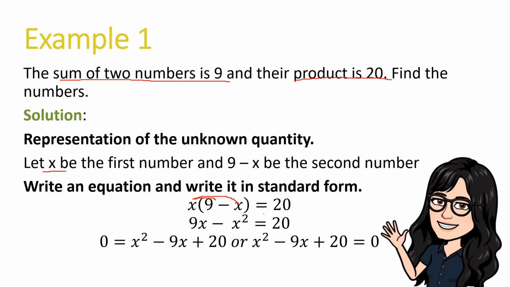Now let's write it in the standard form. Take note that the quadratic term should not be a negative number. Therefore, instead of moving 20 to the other side of the equation, I will be moving 9x and negative x squared to the other side of my equation so that negative x squared will become positive. Therefore, our standard form will be 0 equals x squared minus 9x plus 20, or the same as x squared minus 9x plus 20 equals 0.